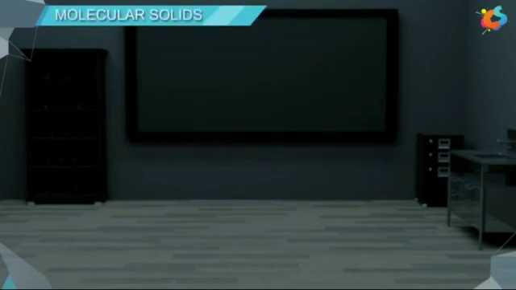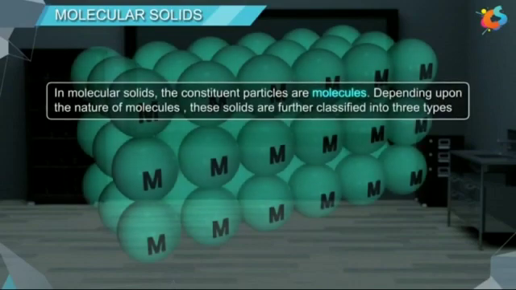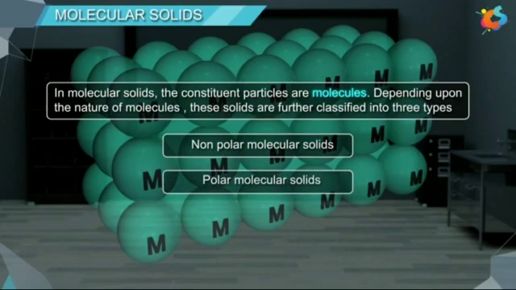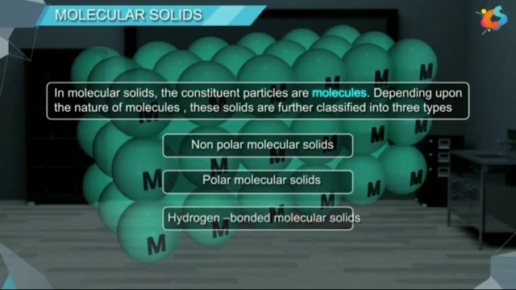Firstly, let us take up molecular solids. In molecular solids, the constituent particles are molecules. Depending upon the nature of molecules, these solids are further classified into three types: nonpolar molecular solids, polar molecular solids, and hydrogen bonded molecular solids.